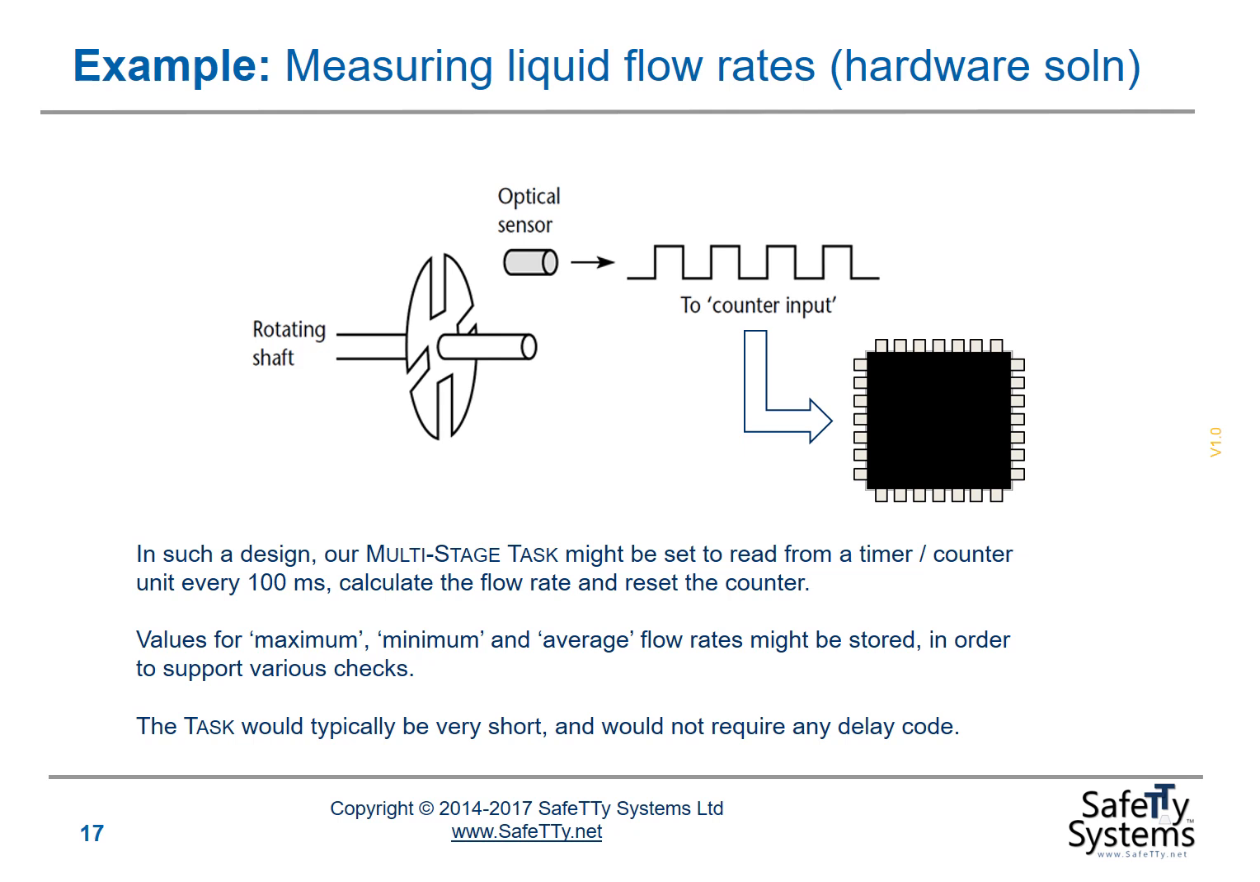So we could follow the kind of approach outlined in this slide. For example, read from the timer counter unit every 100 milliseconds, and we'd get a precise measure of the flow rate, regardless of how high that was. If we needed to, we could read from the timer counter unit every 1 millisecond, for example. The task that was required to interact with the timer counter hardware would be very short and would not require any delay code.